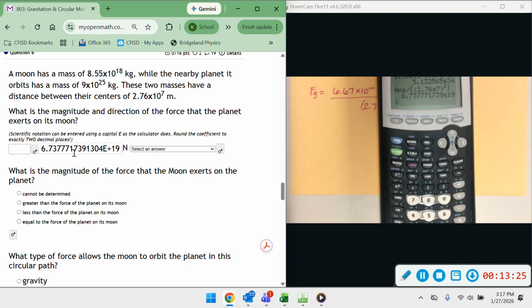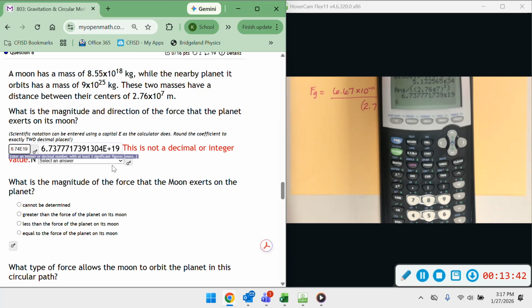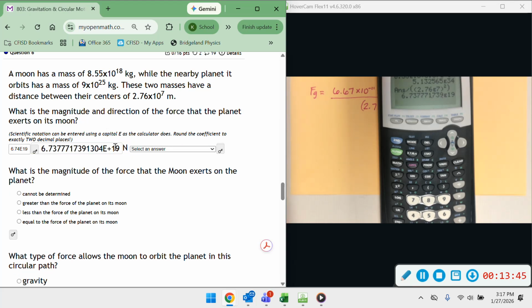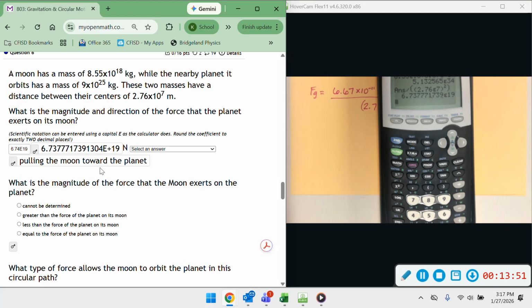Again, when you're typing this in here, you can use the E just like my calculator does. It does tell you, and it says that here, scientific notation can be entered using a capital E, round the coefficient to exactly 2 decimal places. So exactly 2 decimal places in this case would be 6.74. If you type 6.73, it will count it wrong. Then the E and then the 19. You don't have to type the plus sign in front of the 19. That's the magnitude. It tells us magnitude and direction of the force the planet exerts on the moon. And so the planet would exert this force on the moon, pulling the moon toward the planet. Your options are pushing it away or pulling it towards. So obviously it's pulling. Or cannot be determined, which is not true.